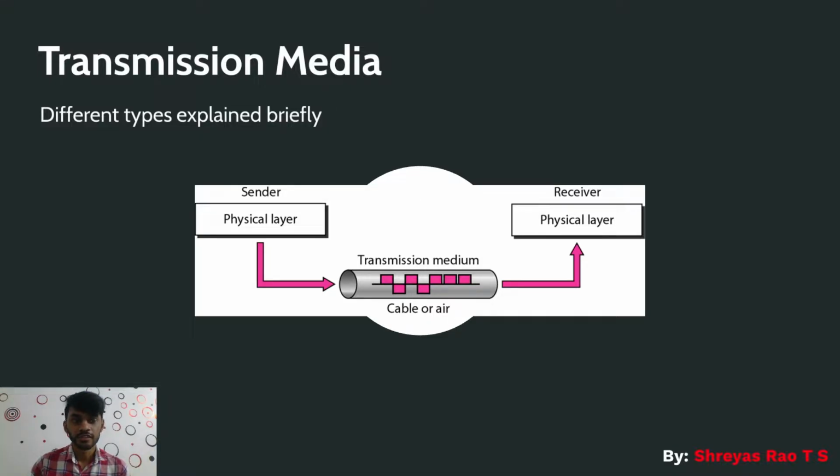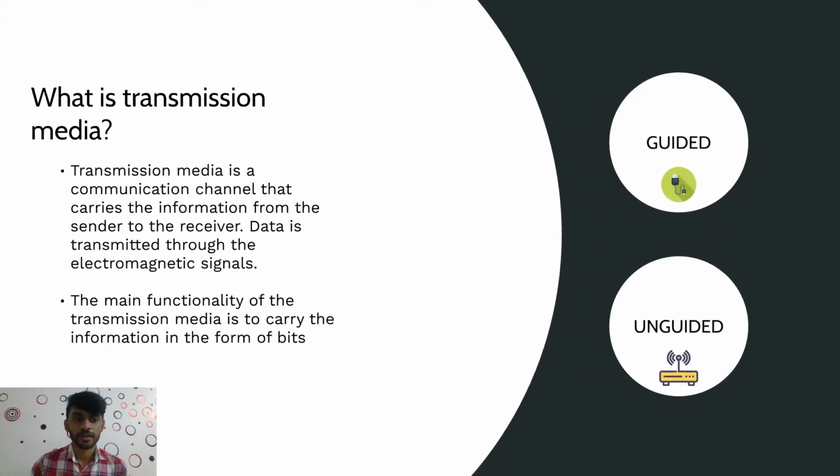First, let us understand what is transmission media. Transmission media is a communication channel that carries the information from sender to the receiver. Data is transmitted through electromagnetic signals. The main functionality of the transmission media is to carry the information in the form of bits.